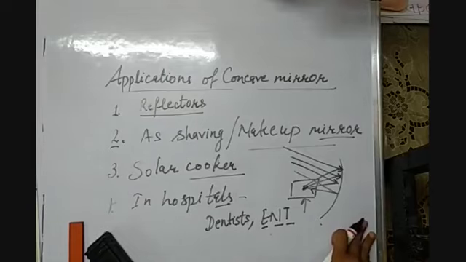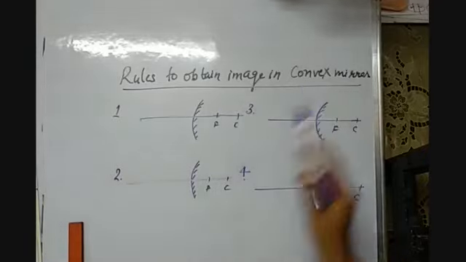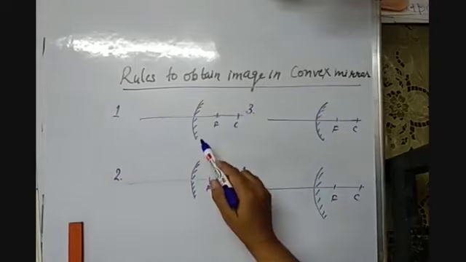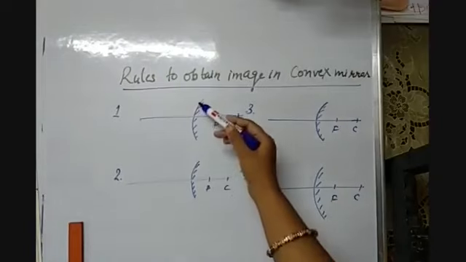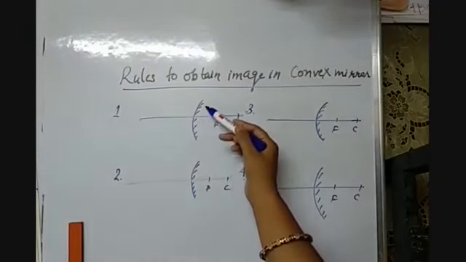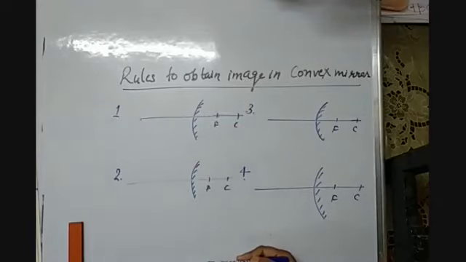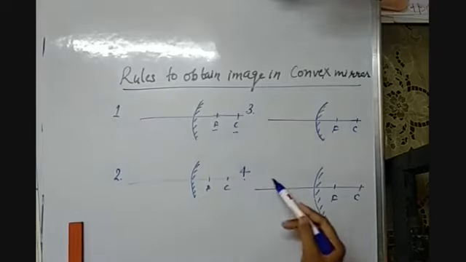Now let us see the image formation using a convex mirror. For obtaining the images in case of a convex mirror, let us first study the rules to obtain the images. A convex mirror is the part of a hollow sphere whose outer surface is reflecting and inner one is an opaque surface. So here we have the focus and the center of curvature.